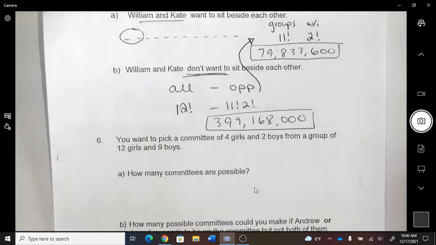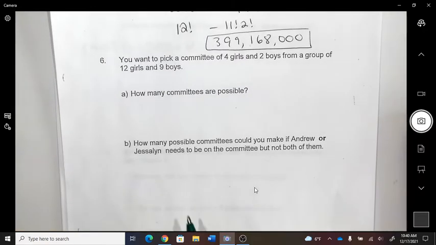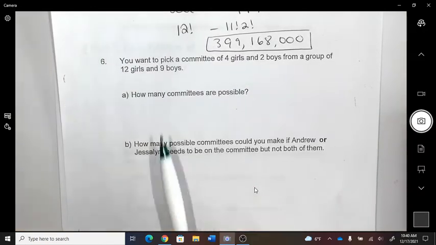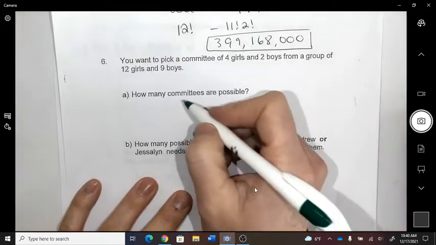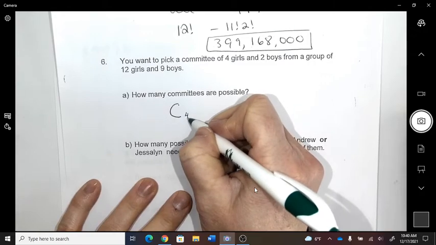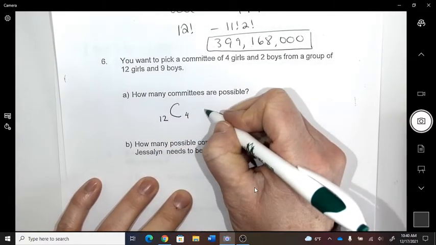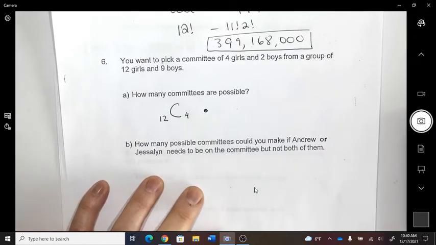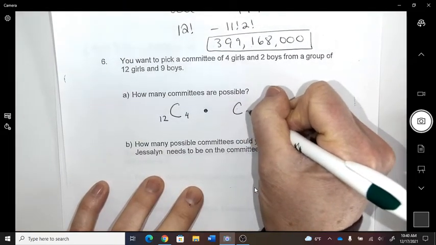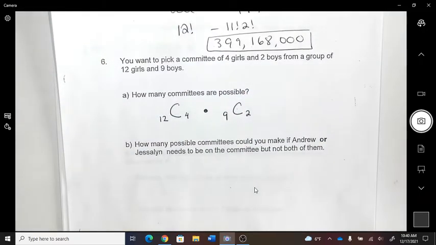Okay, number 6. You're trying to get a committee, 4 girls, 2 boys, and your possible is that you have 12 girls and 4 boys. How many committees are possible? So we need to choose 4 girls from a possible 12. And so you're going to multiply. You're going to also choose 2 boys out of the 9 boys that there are.